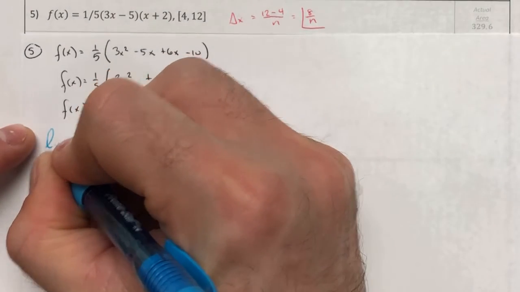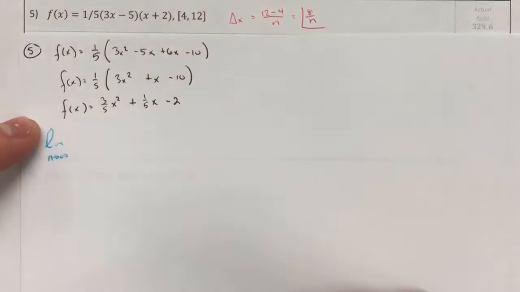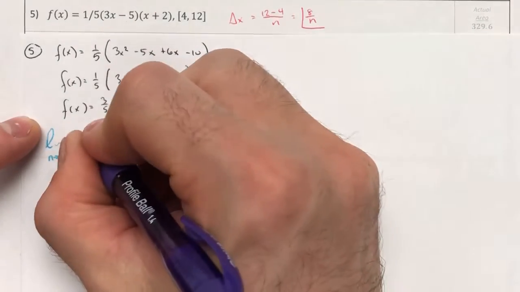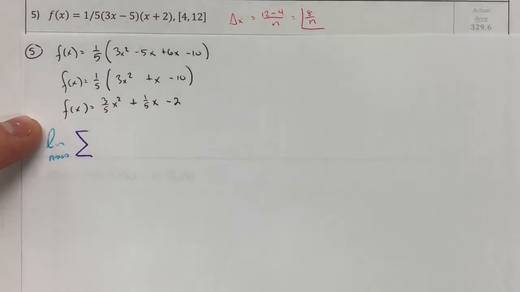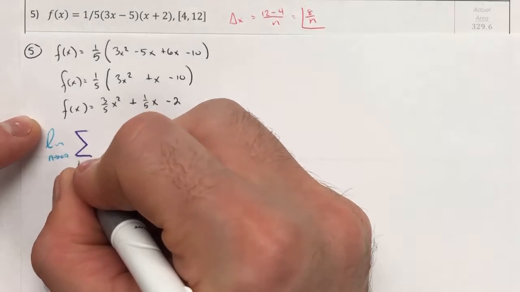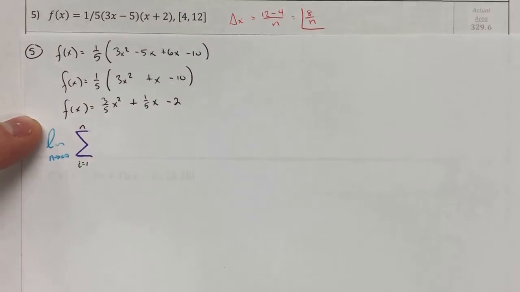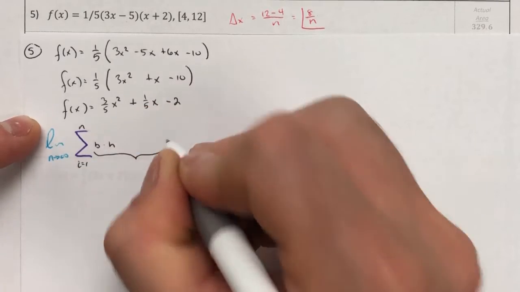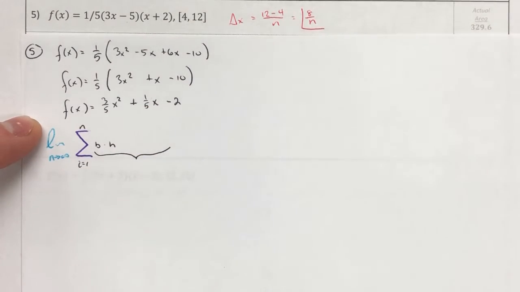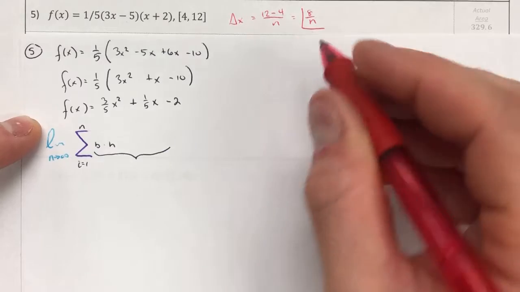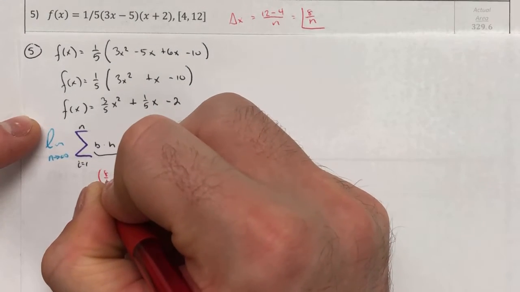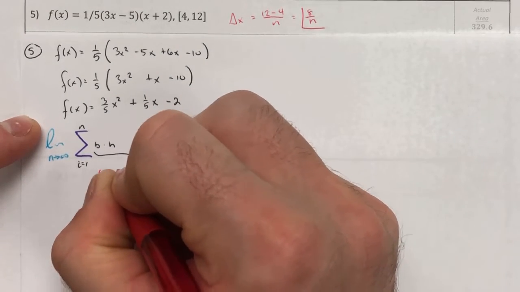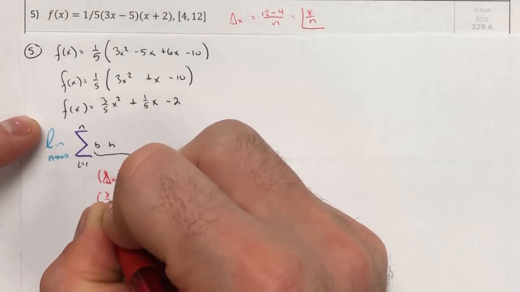I have my limit as the number of rectangles approaches infinity of the sum of all of those rectangles from the first rectangle to the last rectangle of base times height. And I'm going to be simplifying what this is right here. My base, we know, is going to be delta x, which we know is going to be 8 over n.